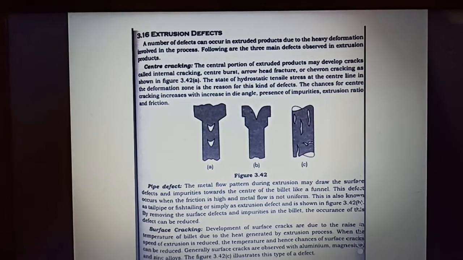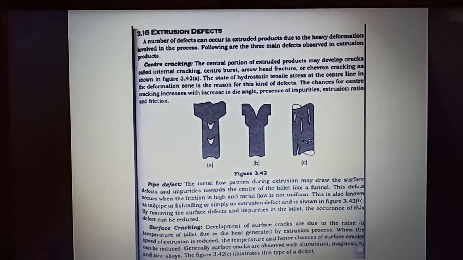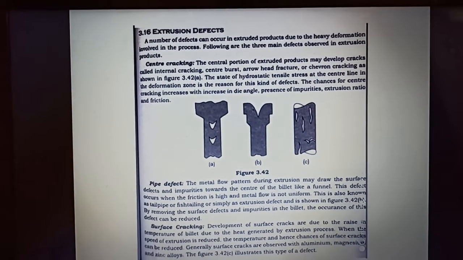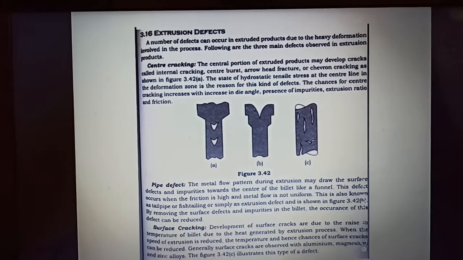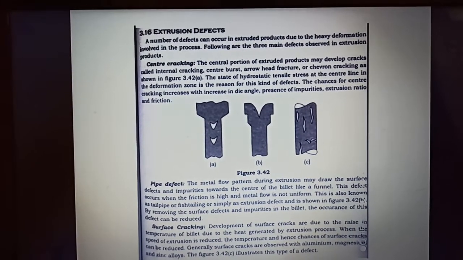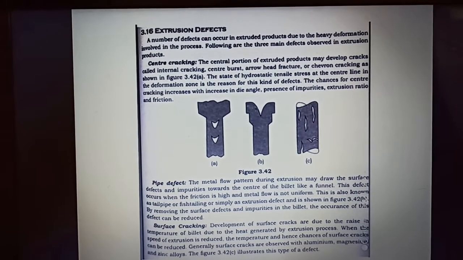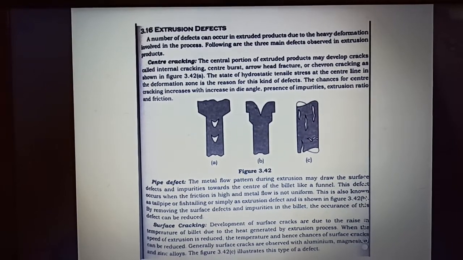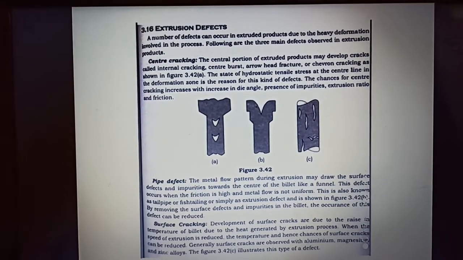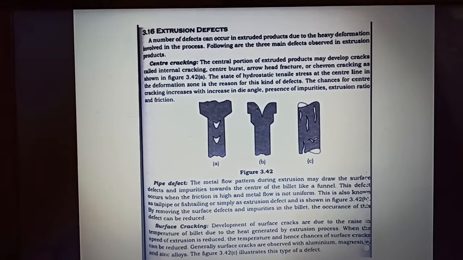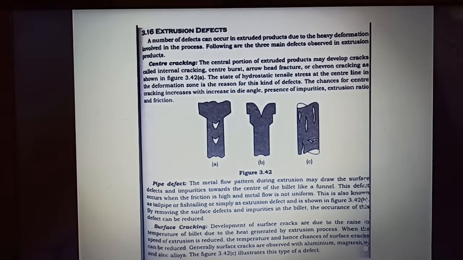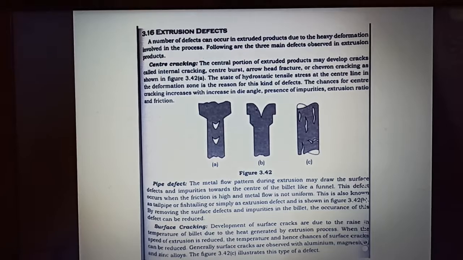The chances of center cracking increase with increase in die angle, presence of impurities, extrusion ratio, etc., and also friction. That is, we can reduce the chances of this type of defect occurring by reducing the presence of impurities and by altering the extrusion ratio, friction, etc.